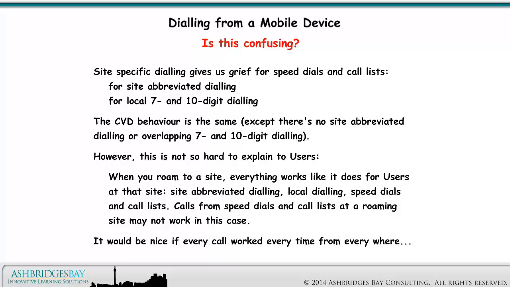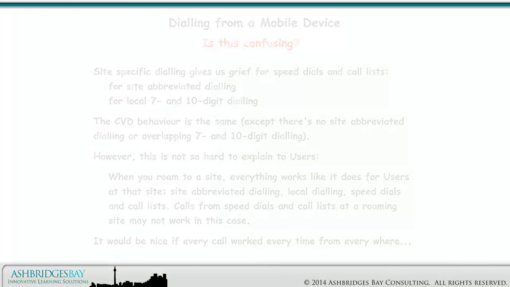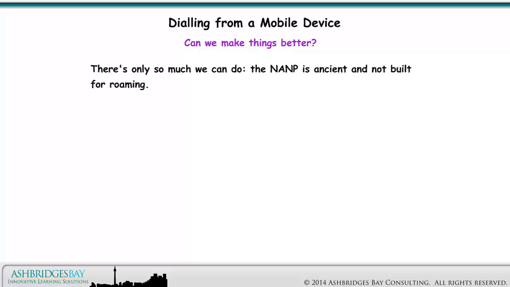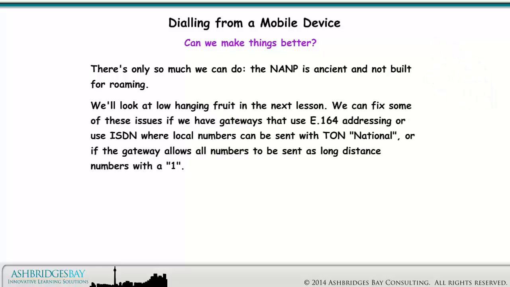It would be nice if every call worked every time from everywhere. Can we make things better? There's only so much we can do. The NANP is ancient and not built for roaming. We'll look at low-hanging fruit in the next lesson.